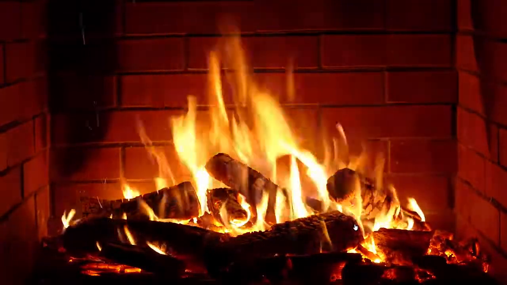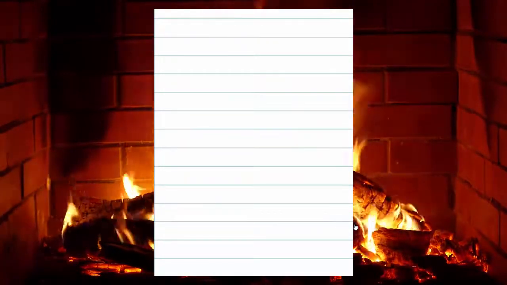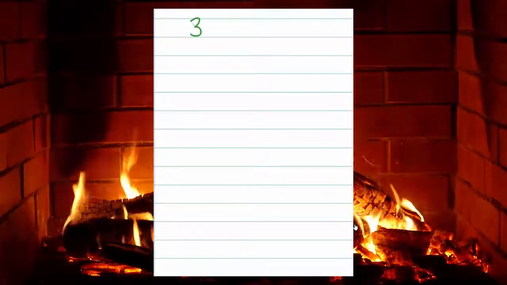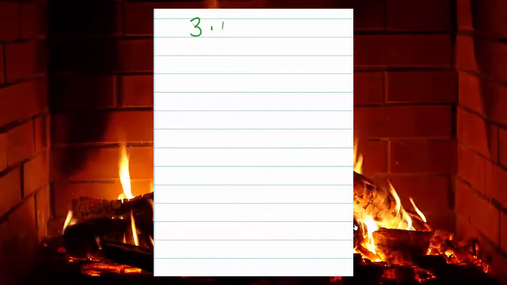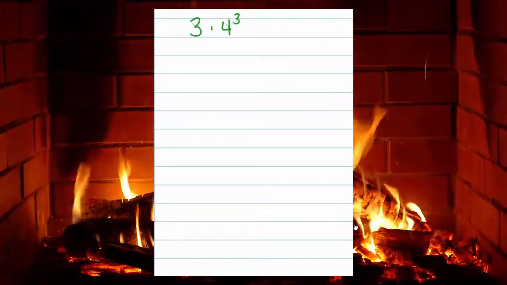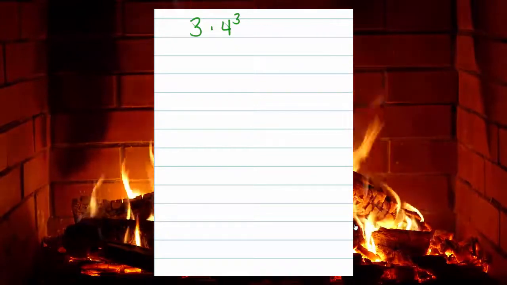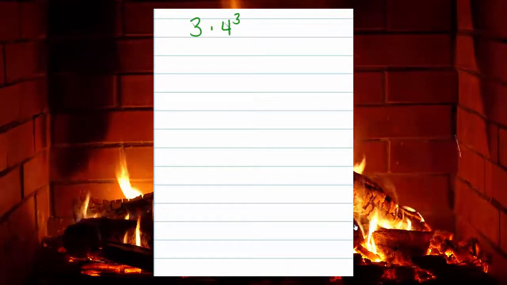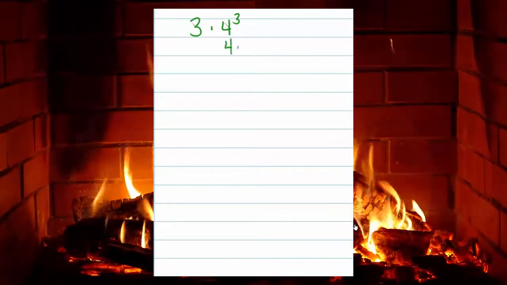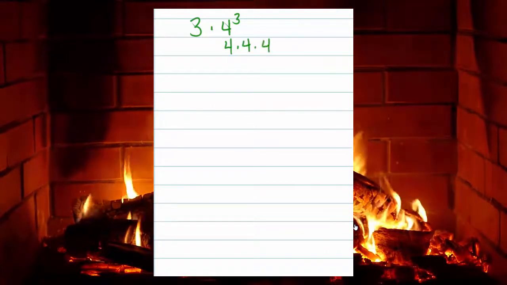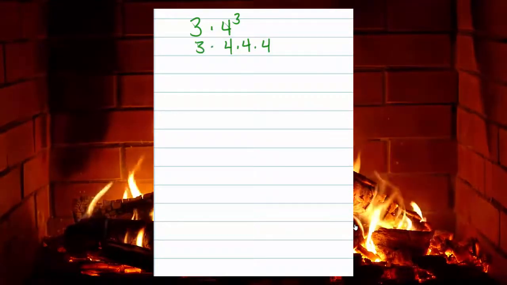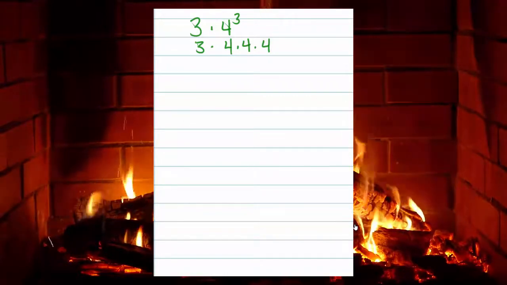Let's start with problem number 1. Problem number 1 reads 3 times 4 to the third power. Well, 4 to the third power would be the same as 4 times 4 times 4. So we would essentially end up with 3 times 4 times 4 times 4.